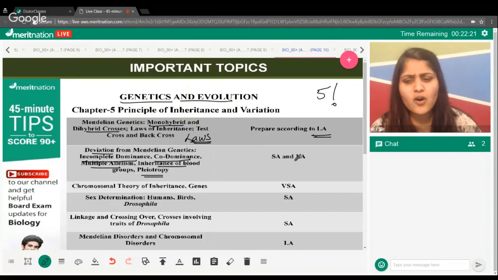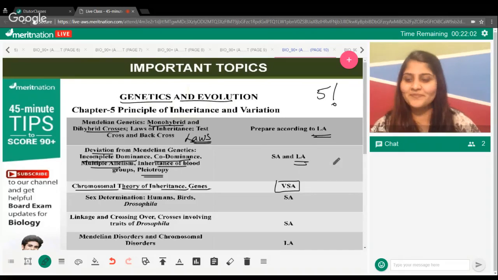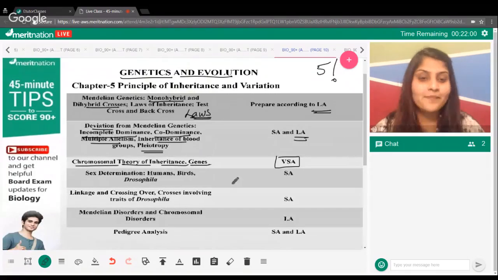Prepare that topic also for your long answer type questions, so that once it is done, you can write the short answer also from the particular answer of yours. Now, coming on to the chromosomal theory of inheritance and the concept of genes, you can expect to have a very short answer from this particular topic. Now is the time that you read a bit about sex determination.